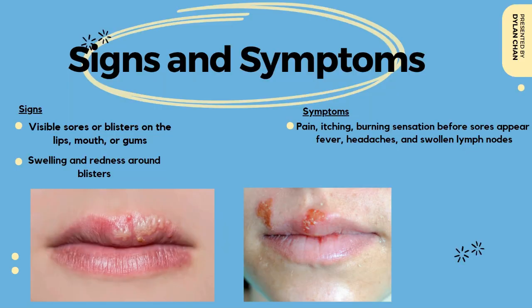Signs and symptoms. Some signs are visible sores or blisters on the lips, mouth, or gums, and swelling and redness around the blister. Some symptoms are pain, itching, burning sensations before the sore appears, fever, headaches, and swollen lymph nodes.